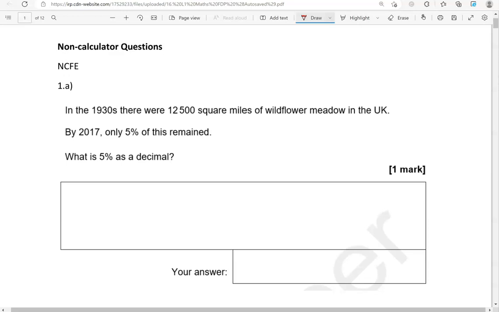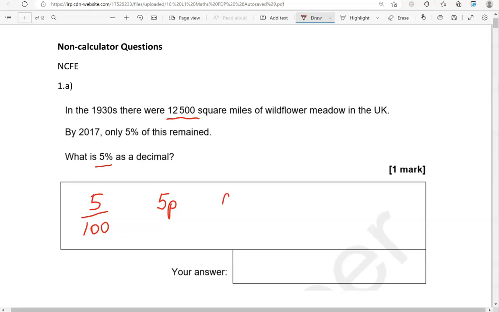In the 1930s, there were 12,500 square miles of wildflower meadow in the UK. By 2017, only 5% of this remained. What is 5% as a decimal? 5%. That is 5 out of 100. What else do we have out of 100? That's money. Pounds. So 5 pence would be 5 out of 100 because there are 100 pence in a pound. So 5 pence is like 5%.